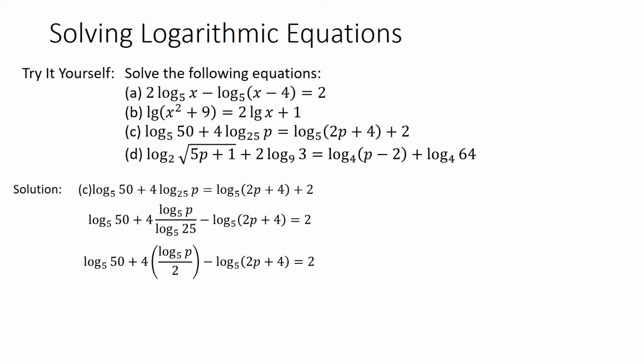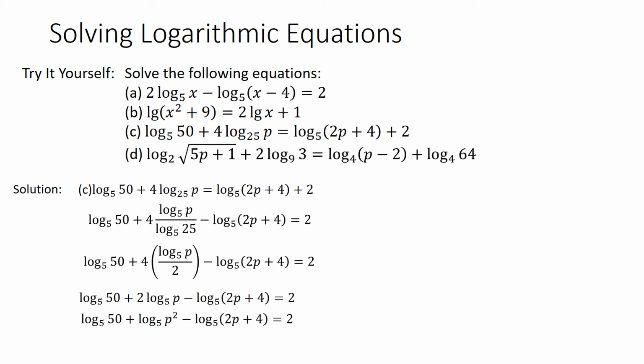So log base 5 of 25 is 2. We can cancel with the 4. Becomes log base 5 of 50 plus 2 log base 5 of p minus log base 5 of 2p plus 4 equal to 2. And we can apply product and quotient rule. Or increase the power first. The 2 becomes log base 5 of p squared. So the power, quotient and product law will be log base 5 of 50p squared over 2p plus 4 equals 2.